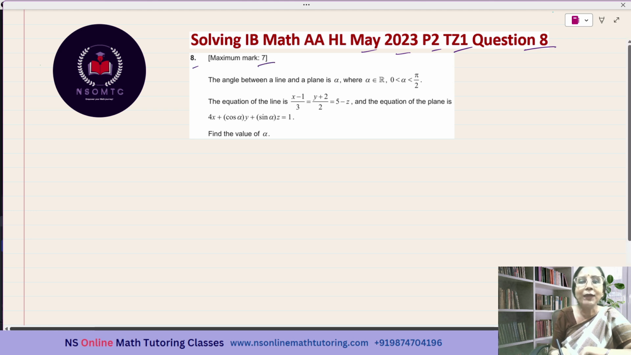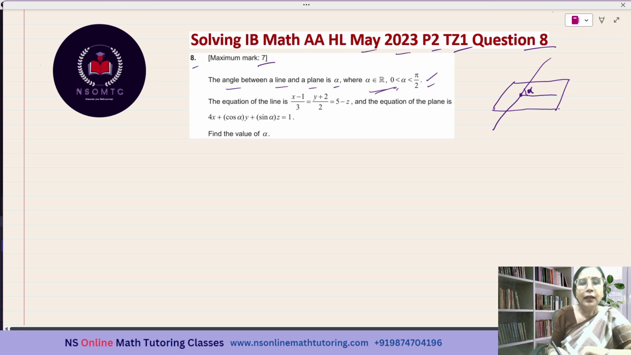The maximum mark is 7. It says the angle between the line and a plane is alpha. Maybe this is the plane, and maybe this is the line, and if this is the point of intersection, then this is the angle alpha. And alpha is between 0 and pi by 2. Alpha is greater than 0 and less than pi by 2. Alpha is a real number. That means it is an angle from the first quadrant. It is an acute angle.